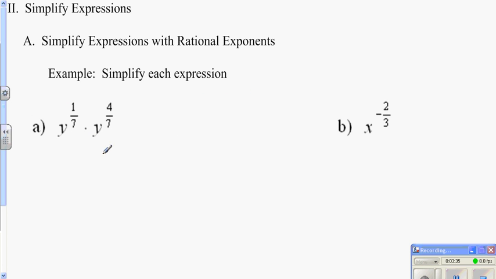Now, when we have bases being multiplied, same rules apply. We add exponents. It just so happens that the exponents are fractions, so you have to go by the rules of adding fractions. Do they have a common denominator? And if they do, we just add the numerators. So the answer for this one, the best we can get, is y to the 5/7.